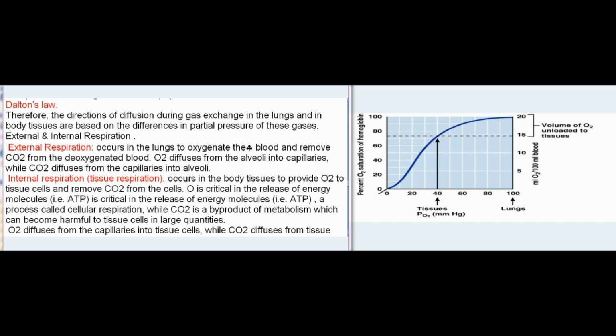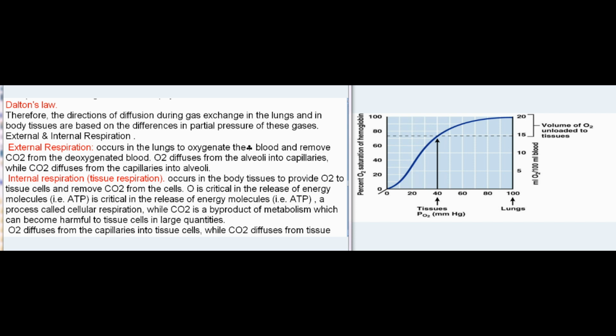External and internal respiration. External respiration occurs in the lungs to oxygenate the blood and remove CO2 from the deoxygenated blood. O2 diffuses from the alveoli into capillaries, while CO2 diffuses from the capillaries into alveoli. Internal respiration, or tissue respiration, occurs in the body tissues to provide O2 to tissue cells and remove CO2 from the cells.